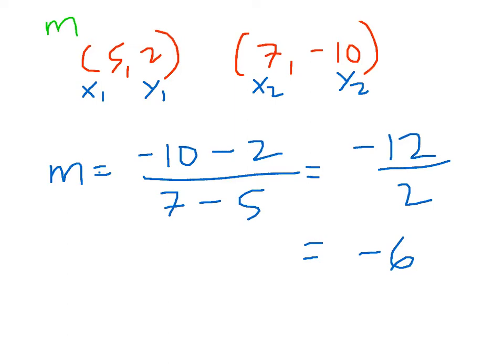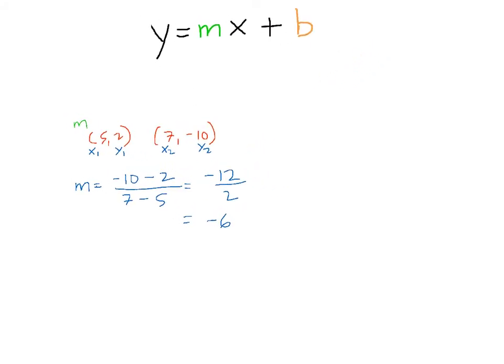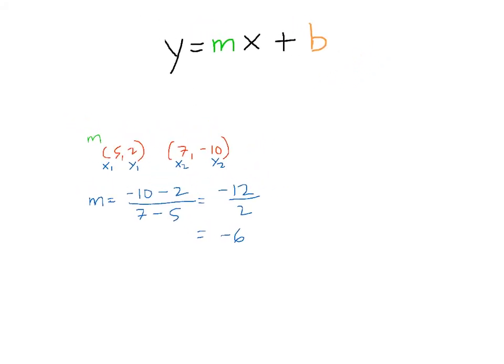That's an important one. So if we look back here, y equals mx plus b is where we're going eventually. Now we know our slope is -6. So m is -6. So the slope is done. That's kind of the most basic part. Now we need to find the y-intercept.